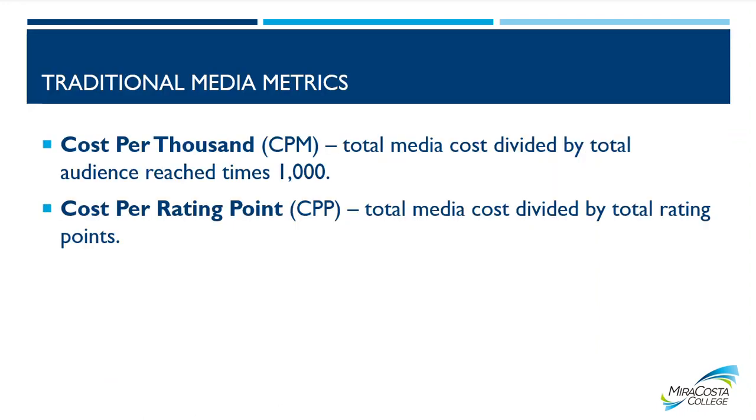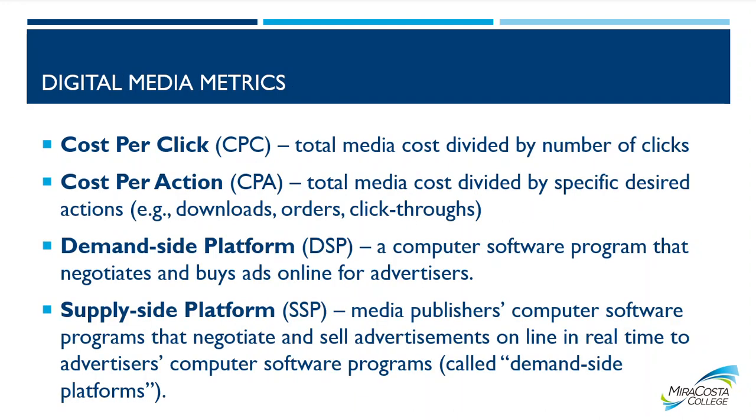So some other metrics that I'm just going to tell you these basics here. We're not going to do any calculations in this class, but just so you guys are aware. Cost per 1,000 is also called CPMs. Total media cost divided by total audience reach times 1,000. Cost per rating point, or CPP, is the total media cost divided by total rating points. Cost per click is the total media cost divided by number of clicks. Cost per action is the total media cost divided by specific desired actions such as downloads, orders, or click-throughs.